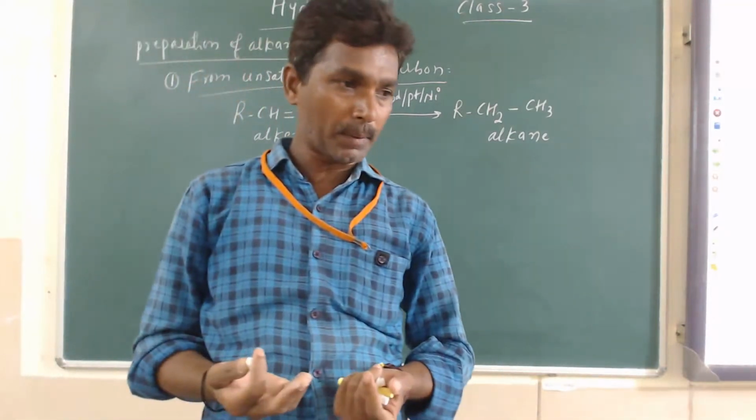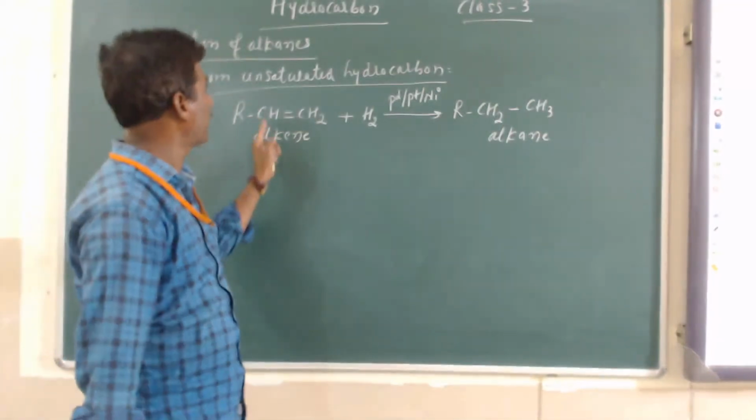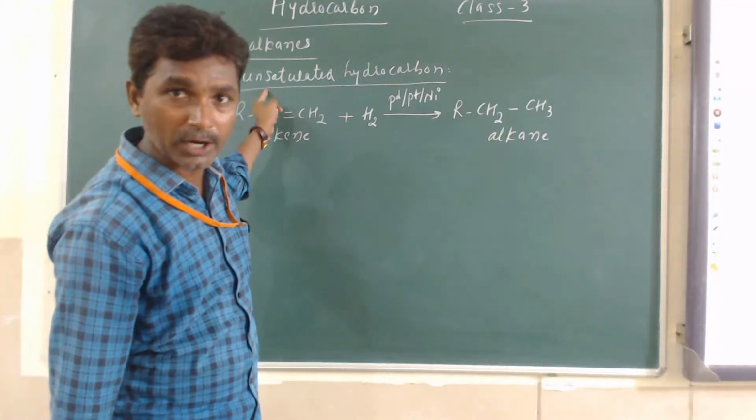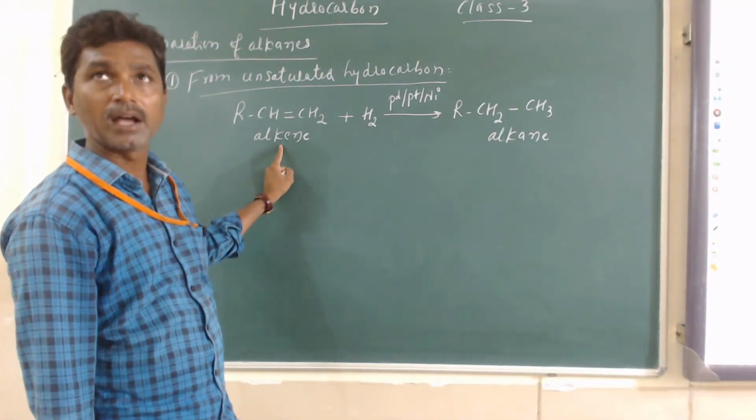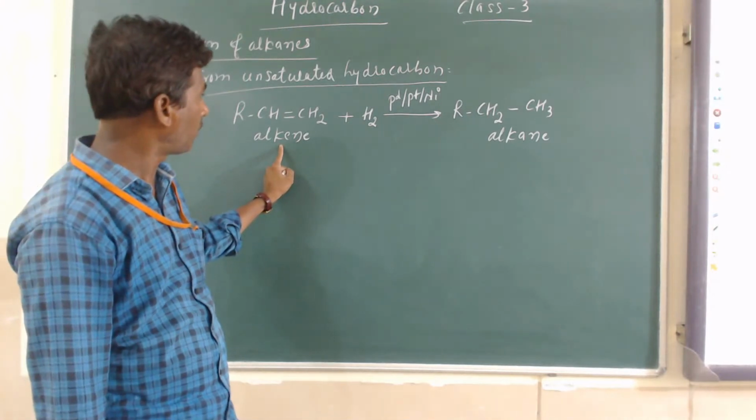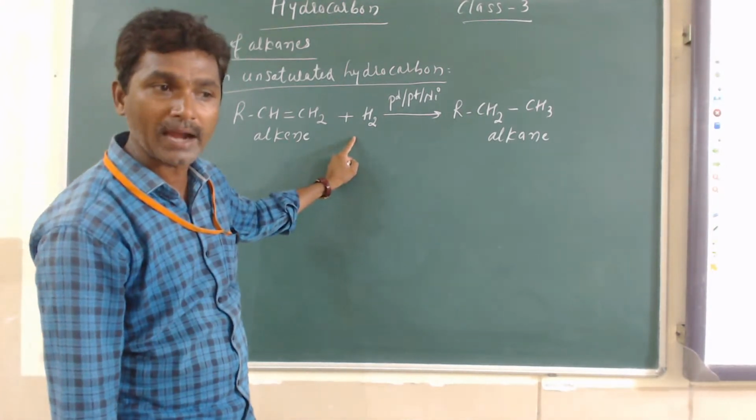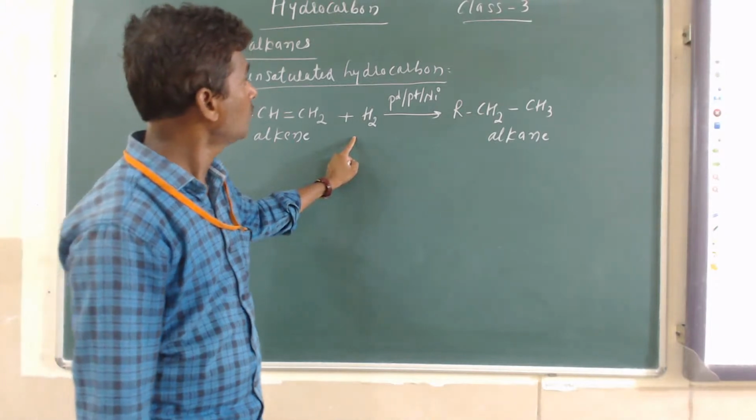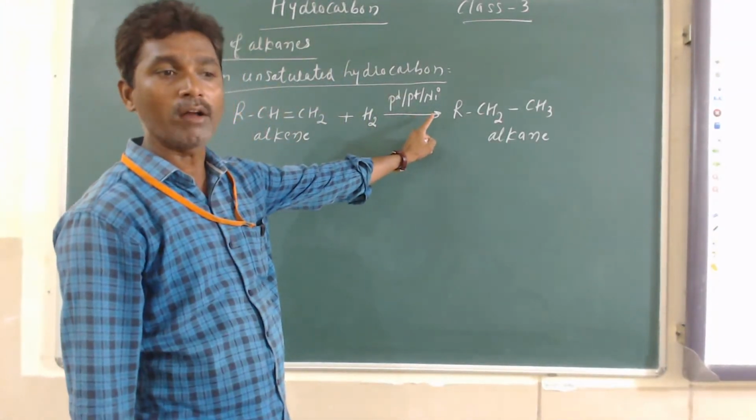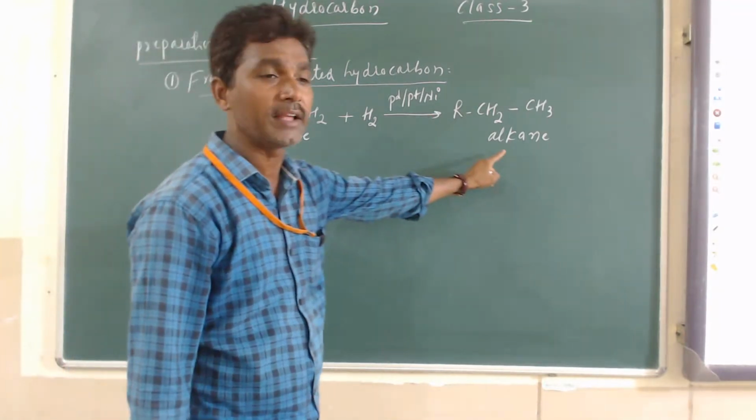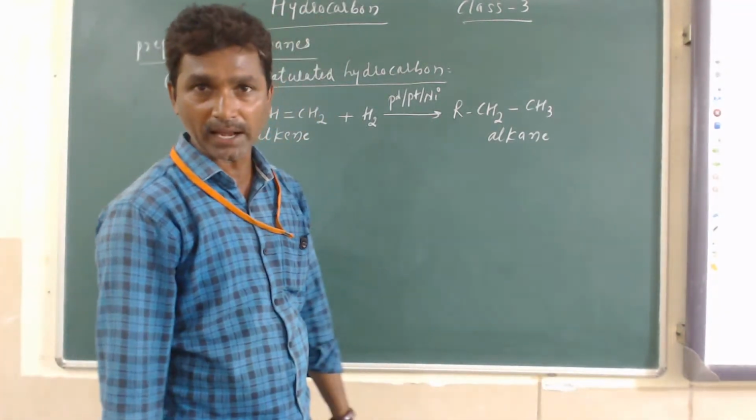So how are alkanes prepared? Alkanes are prepared from unsaturated hydrocarbon. Unsaturated hydrocarbon means a double bond. To this double bond you have to add H2 in the presence of palladium, platinum or nickel catalyst, so we can get an alkane.